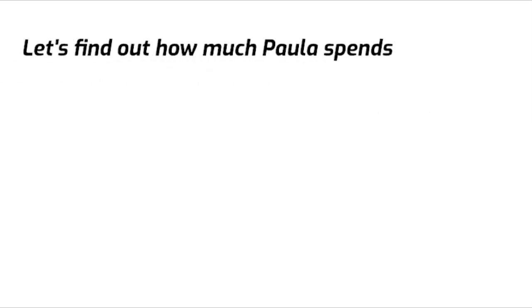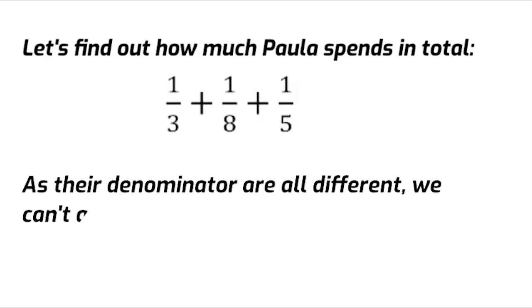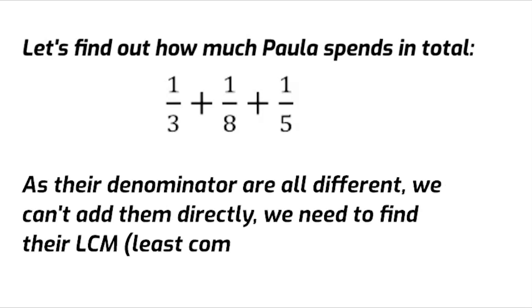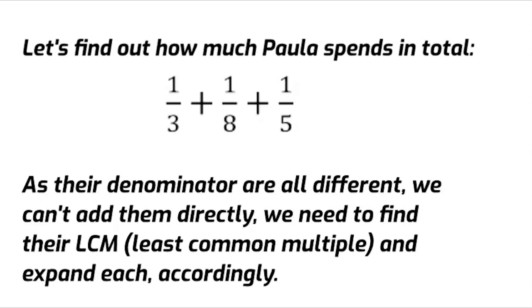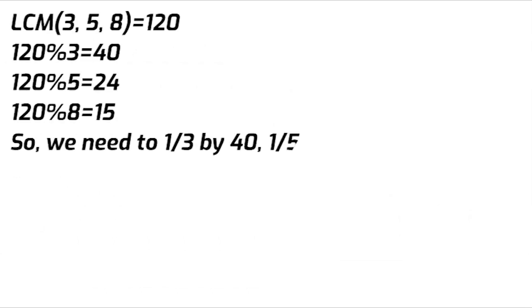Let's find out how much Paula spends in total, 1/3 plus 1/8 plus 1/5. As their denominators are all different, we can't add them directly. We need to find their LCM, least common multiple, and expand each accordingly. The least common multiple of 3 and 5 and 8 is 120.